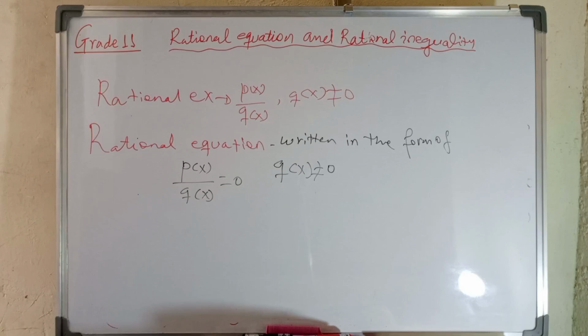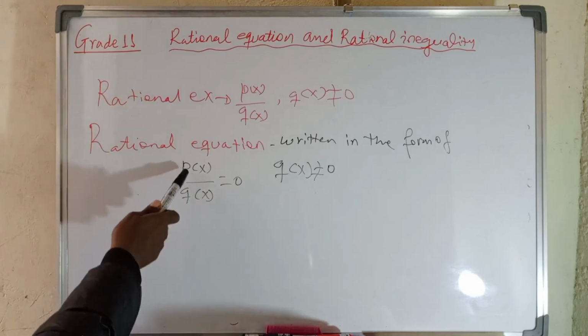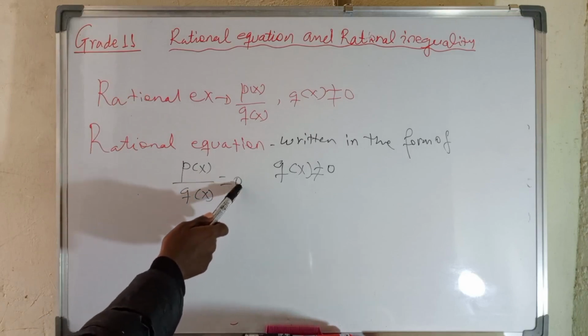You get me, student? A rational equation is written in the form of P of x over Q of x equals 0.